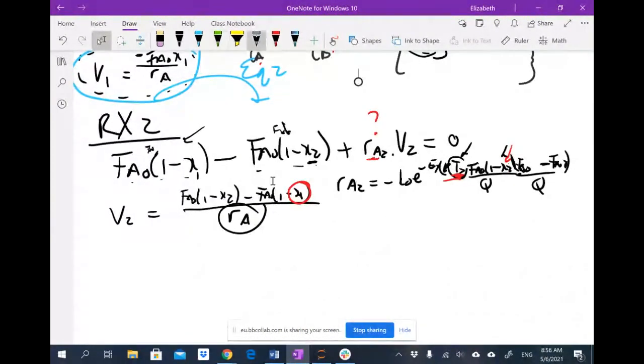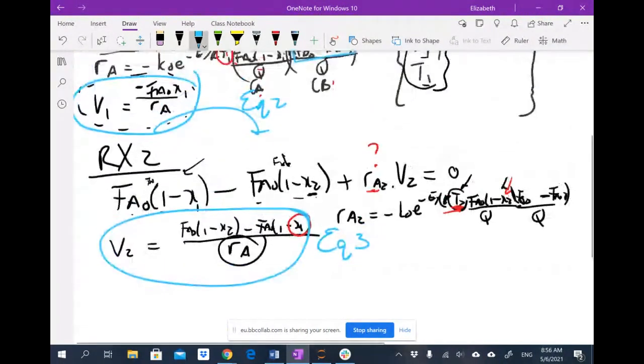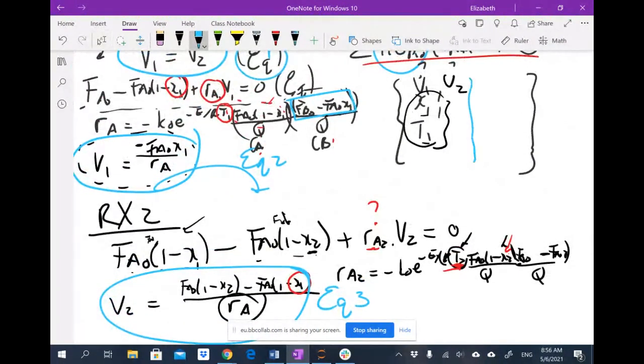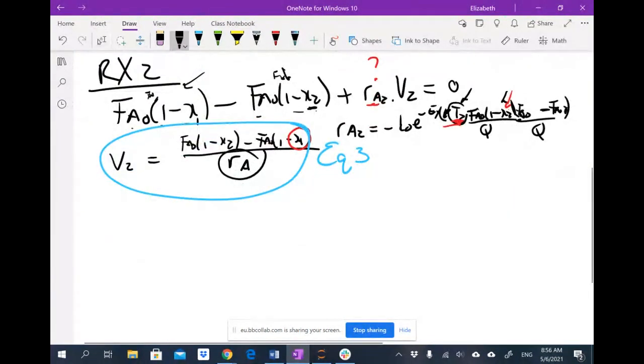I've got this equation, which is my third equation, the mole balance for reactor 2. So I've got 4 unknowns. I need 1 more equation. And that, of course, is to solve temperature 1 from my energy balance over reactor 1.